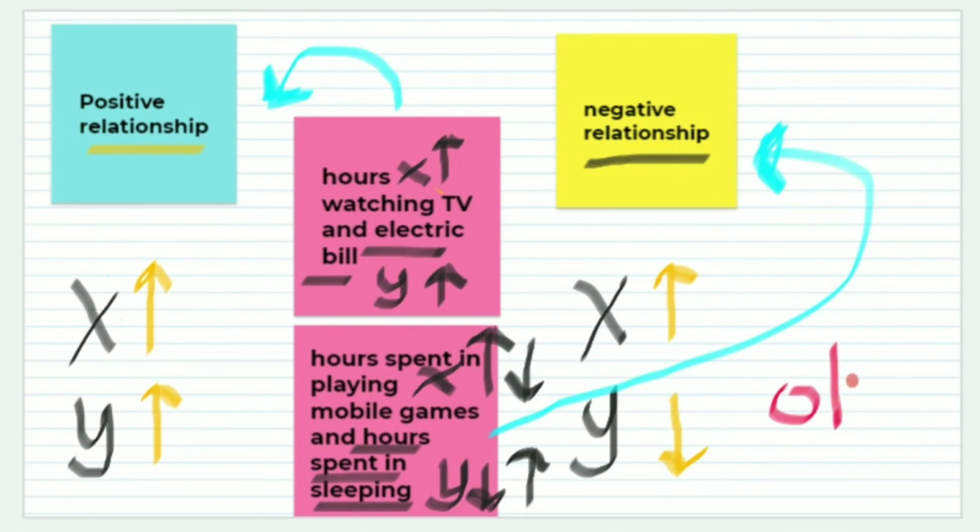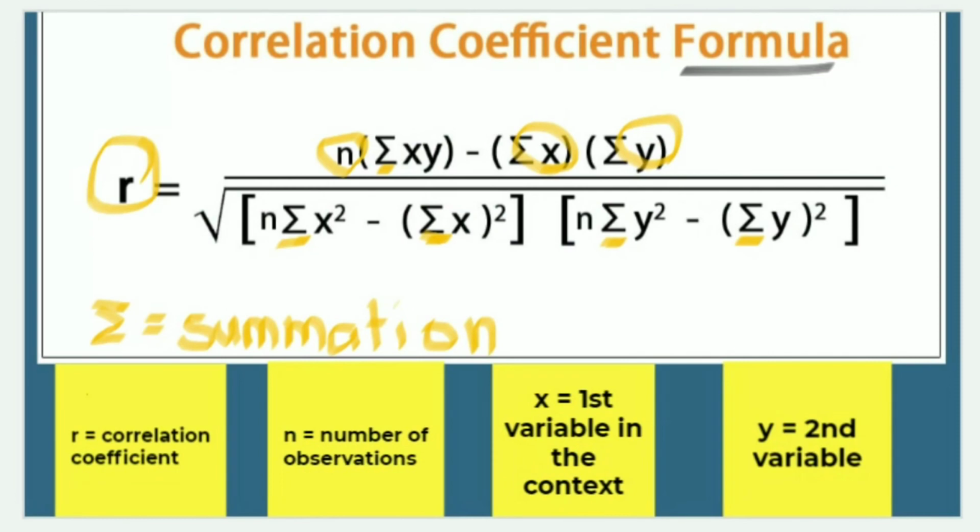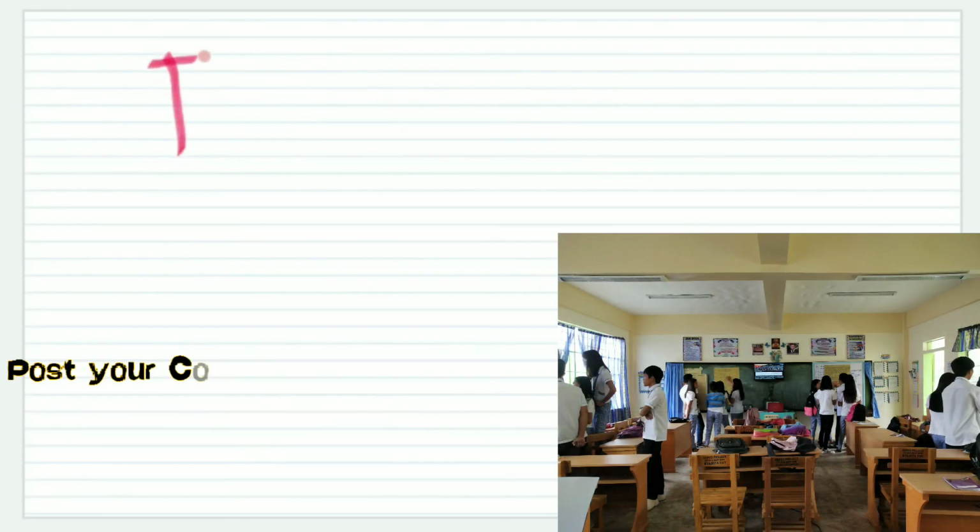Very good. So are we clear about the positive and the negative relationship? I hope it's clear. Okay? So that's it about the relationship. So next meeting or next topic, I'm going to discuss the correlation coefficient formula. So that's all.